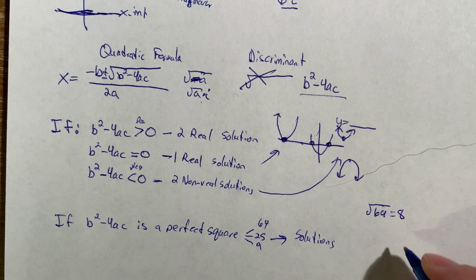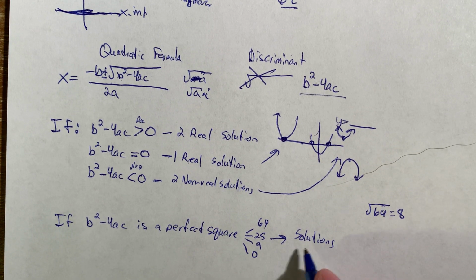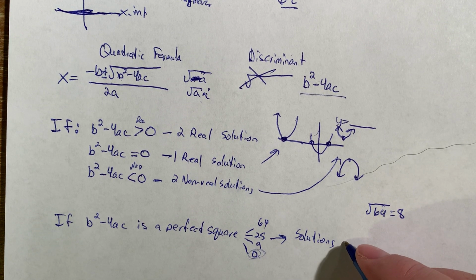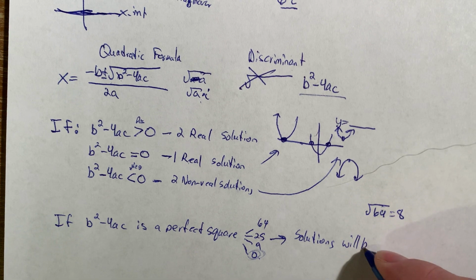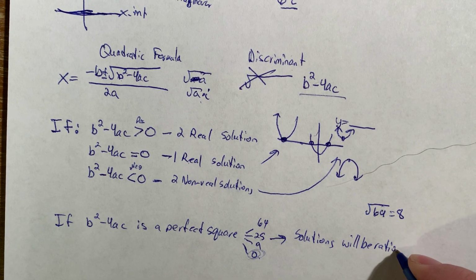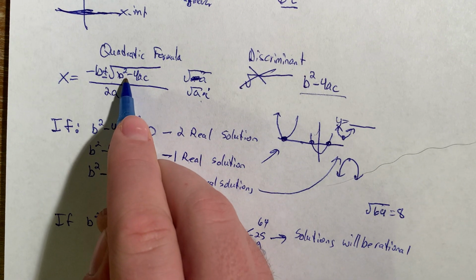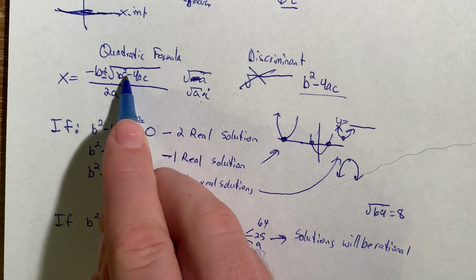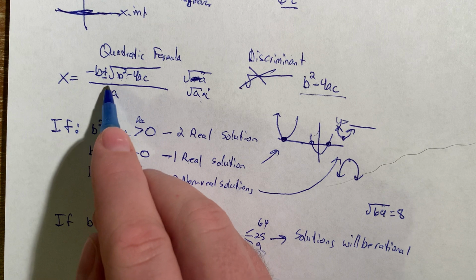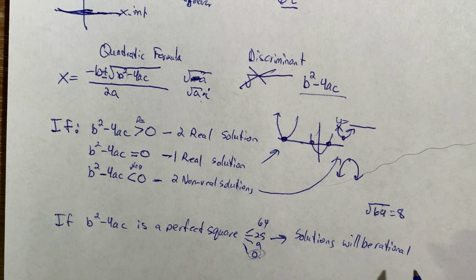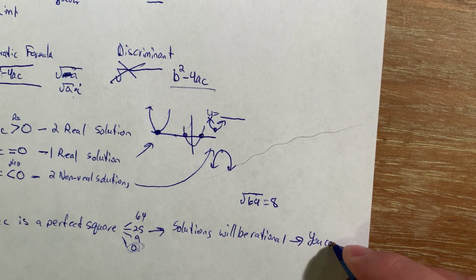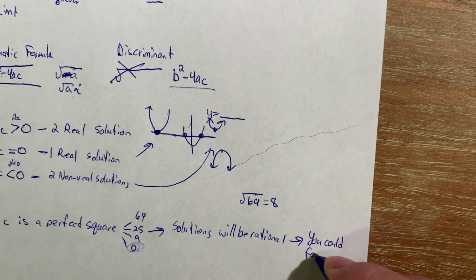And 0 is a perfect square number too, right? So it could be one solution or two solutions; 0 is the only time it would be one solution. But the solutions will be rational because you're able to take the square root of that number, and so the numbers will come out rational. It can be rewritten as a fraction.